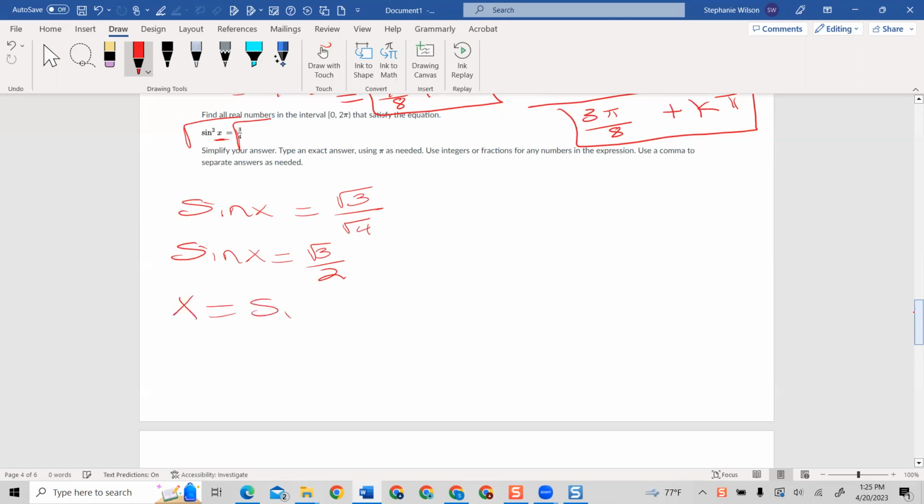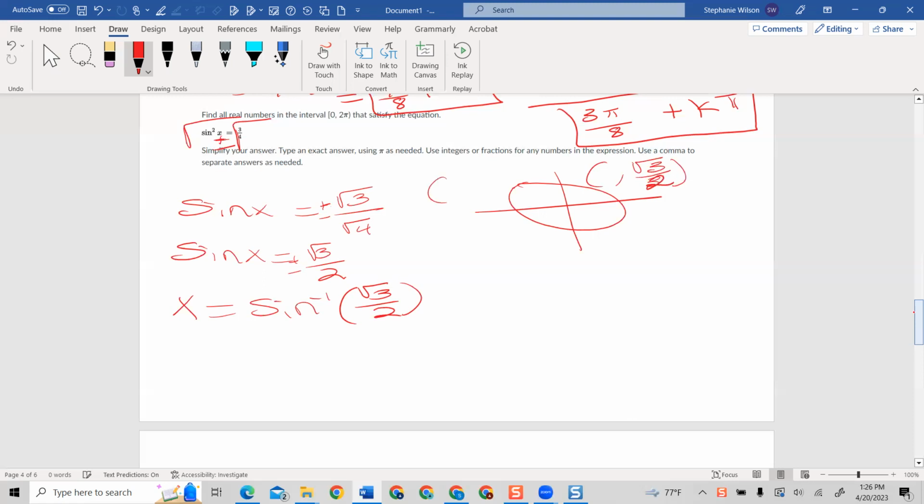Take the inverse of sine. And when I take the inverse of sine, it's a plus or minus, guys. Since it's an even root that we're taking on both sides, we get a plus or minus. So go to the unit circle. And everywhere on the unit circle that you see for sine, square root of 3/2, for sine. We're not looking at cosine.